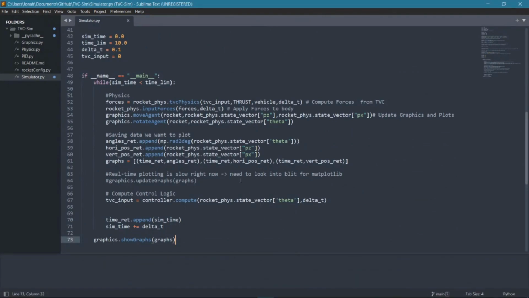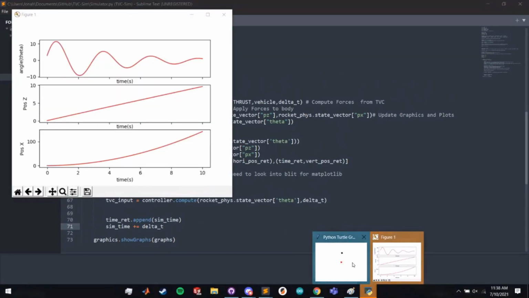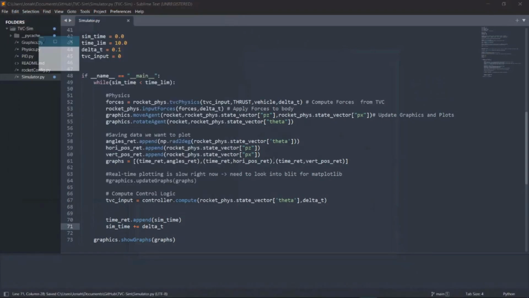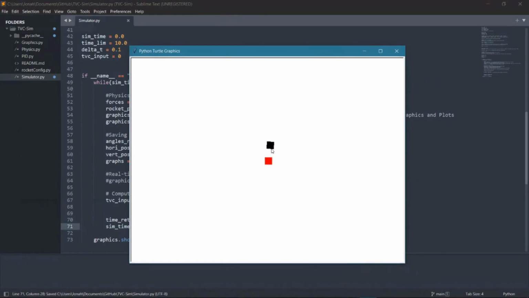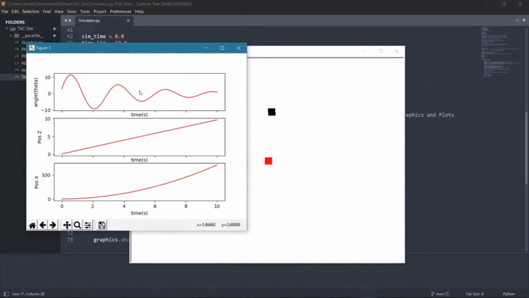Maybe. Building. Also, I hate the new Sublime update. Oh, there we go. It worked, but it didn't show on the screen. Hold up. There we go. So you can see it's got TVC physics, and then it plots the stuff.